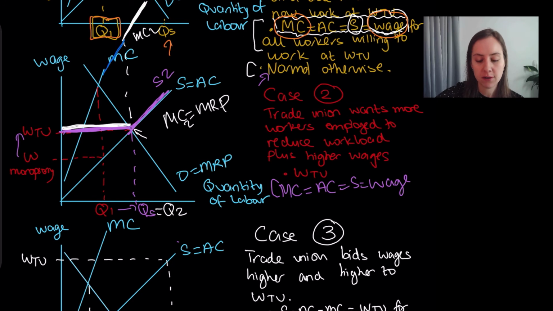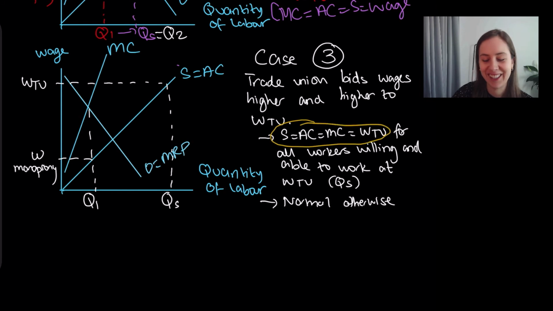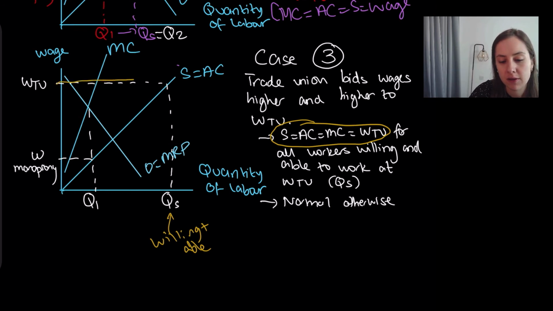And here we've got case 3, where it's just a trade union that year after year after year has tried to increase the wages. And so now the wages are super high, they're at WTU. And let's take a look at this again. So remember, rule number 1, your supply equals your AC equals MC equals WTU for all the people willing to work at this new wage. And I've got that written down as QS. These are the people willing and able to work at WTU. And all these people again will have a supply curve equal to that.